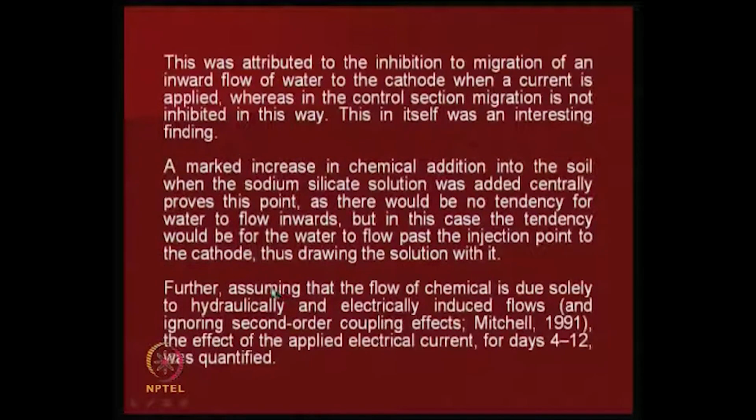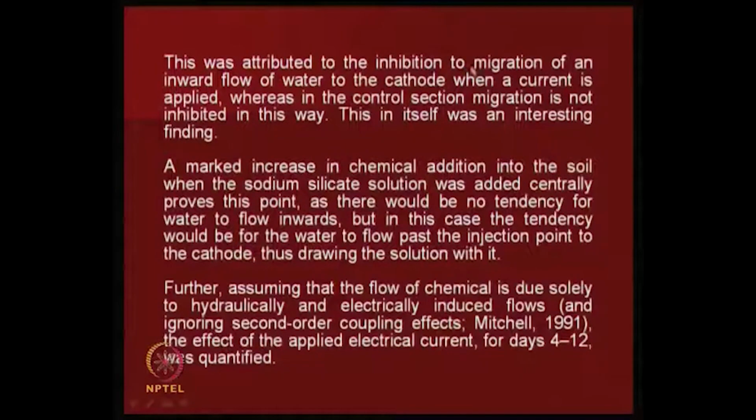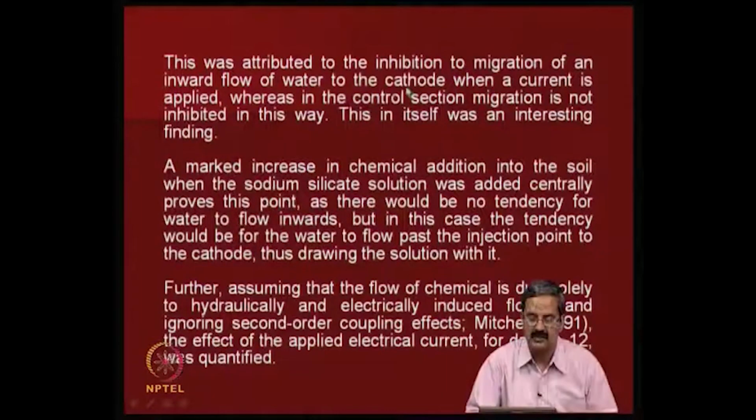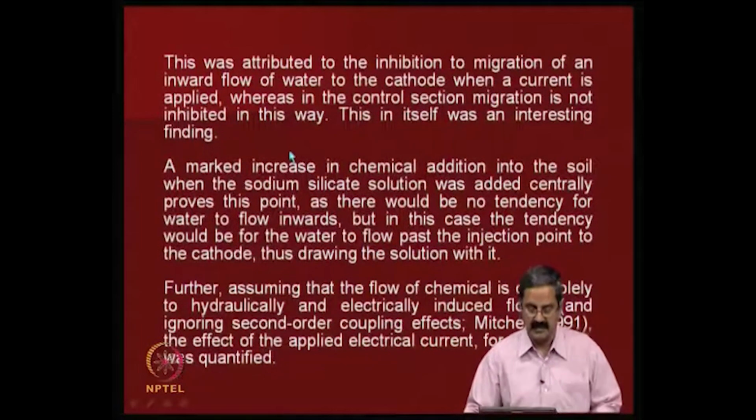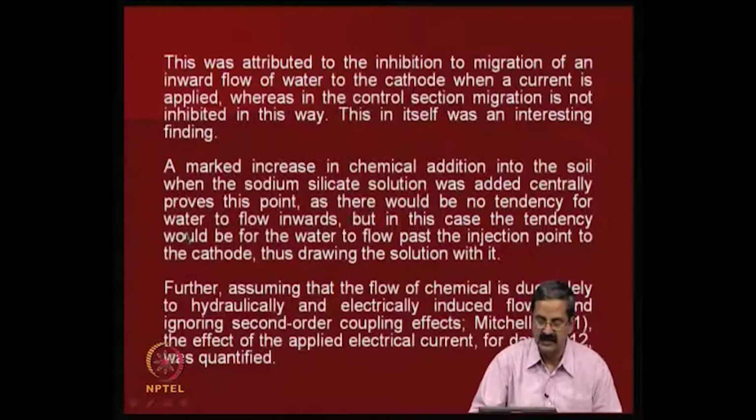Anyhow, once you see the water current differences, you will understand. This was attributed to the inhibition of the inward flow of water to the cathode when the current is applied, whereas in the control section migration is not inhibited in this way. This itself was an interesting finding. A marked increase in chemical addition into the soil when sodium silicate was added centrally proves this point, as there would be no tendency for water to flow inwards, but in this case the tendency would be for the water to flow past the injection point to the cathode, thus drawing the solution with it.